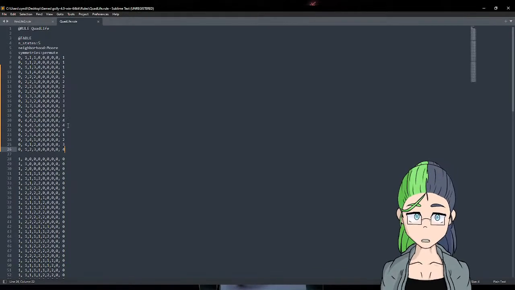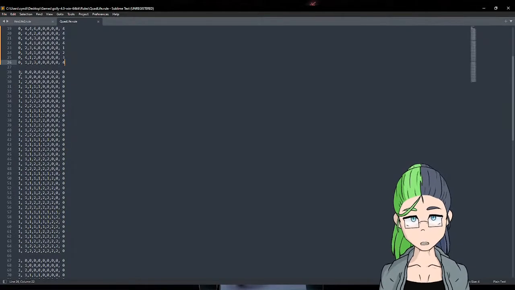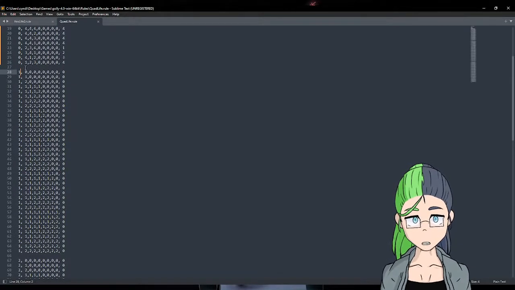And now comes the harder part, which is the actual live cells interactions.